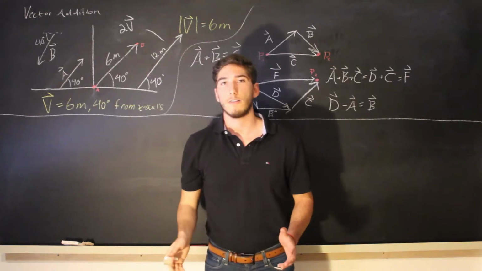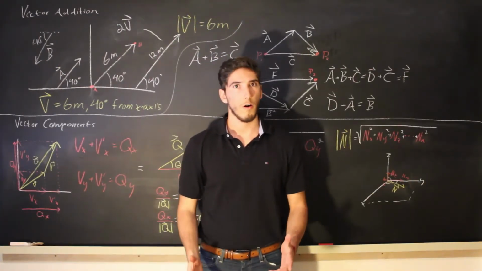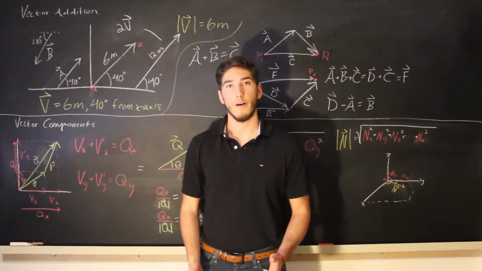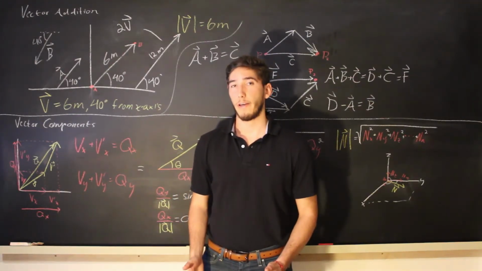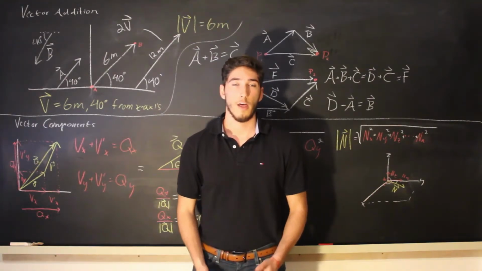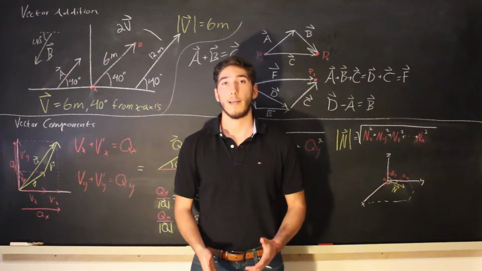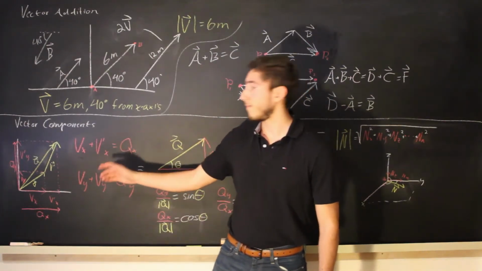Alright, so now I'm going to talk about vector components. What are vector components? Well, a vector typically travels in one or more directions. If we're looking at a plane, a vector travels in both the x direction and the y direction. The components are the distances that that vector travels in any one direction. I have an example here.